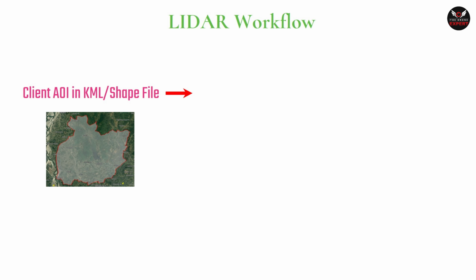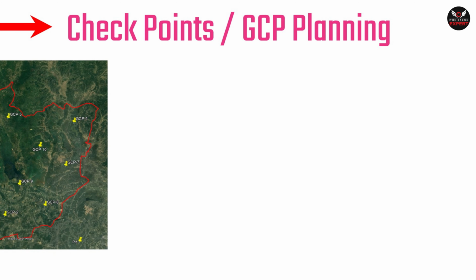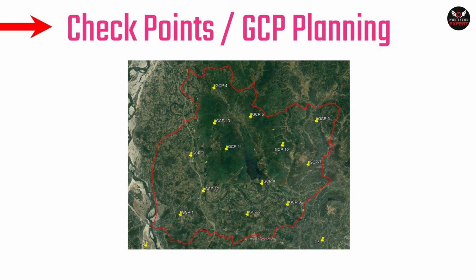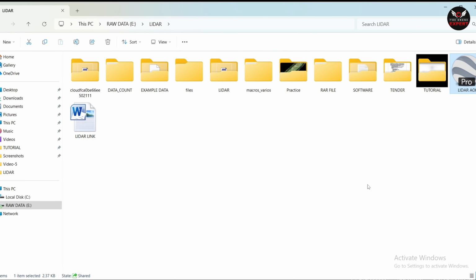When the client shares their requirement, they also provide the AOI, which stands for Area of Interest, where the survey needs to be conducted, usually in the form of KML or shapefile. This allows us to calculate the area size, plan ground control points and create a flight plan. Let's understand this with an example.